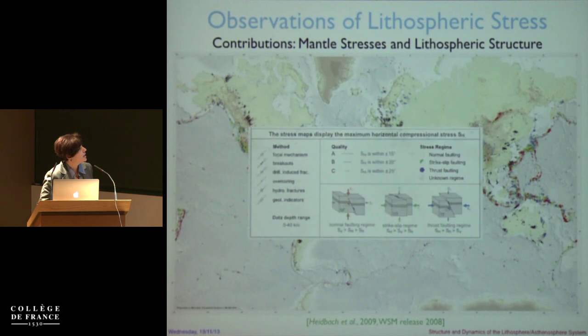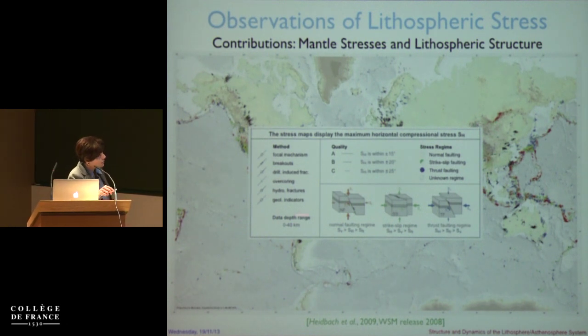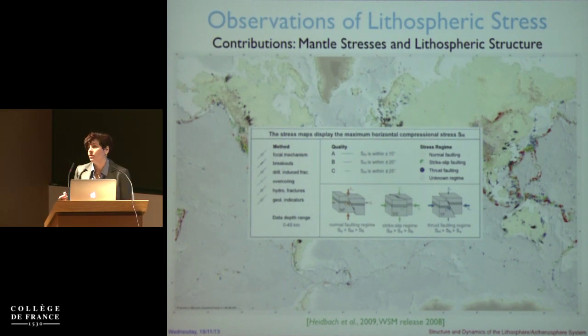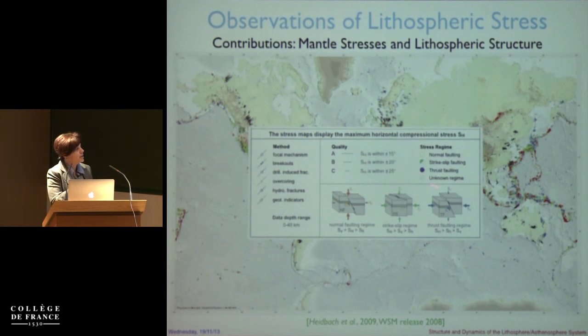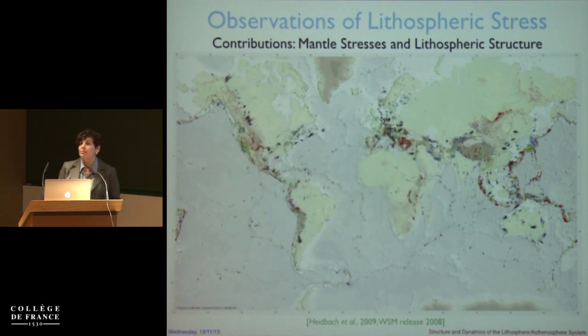What you will see here is the orientation of the most compressive stress in the horizontal direction, so in the plane. The vertical stress, the maximum vertical stress, for us would be the biggest, but we ignore that. We just look at the planar one, and the colors correspond to the regime. Red is extensional, normal faulting, green is strike slip, and blue is compressional. So what do we see when we look at this compilation?